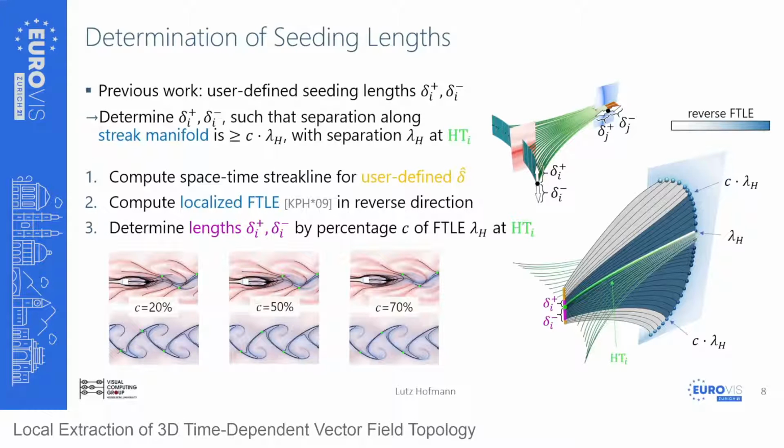Let's have a look at an example. Here we see that if we choose this percentage too small, we obtain streak lines that correspond to very weak separation, while if we choose the percentage too large, we miss important features of the flow. In our experiments, we used a percentage of 50%, which we have found to work quite well.